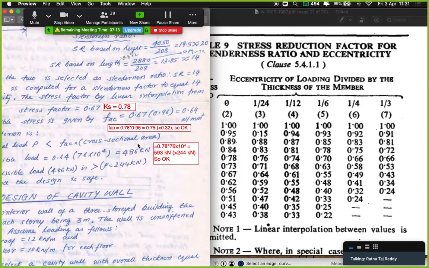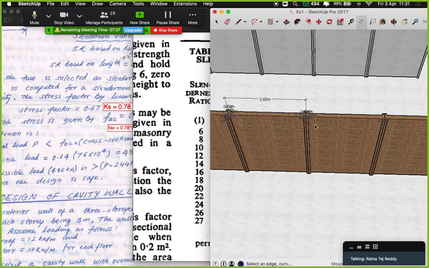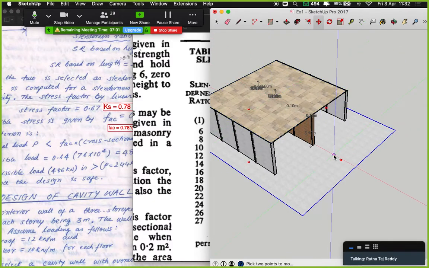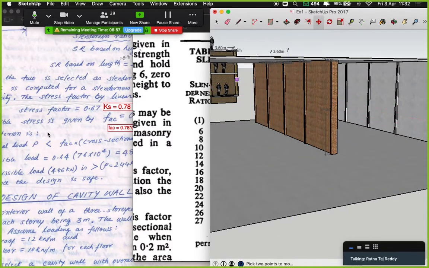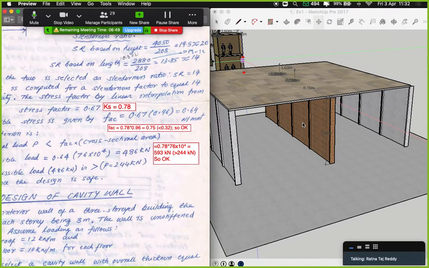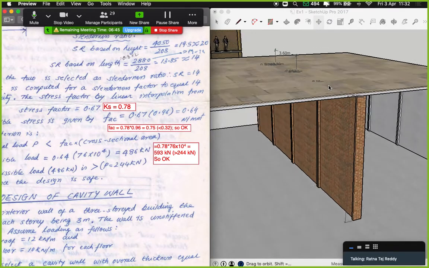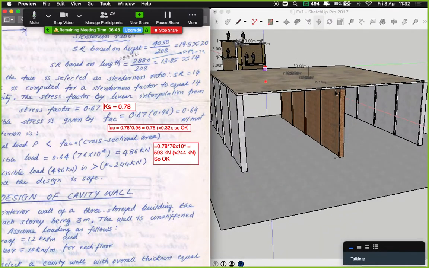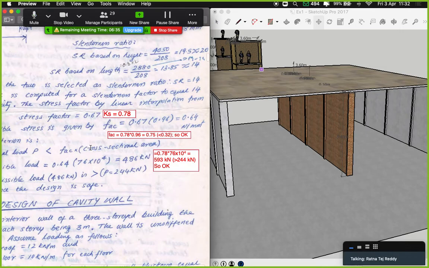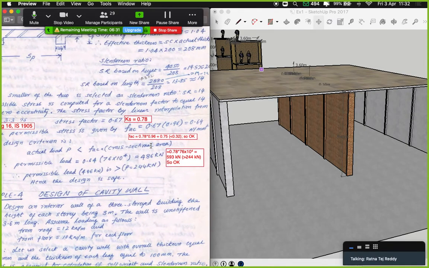That means the total stress that this particular masonry wall can resist is 0.75 Newton per mm square. But the stress that has been generated by virtue of the slab is just 0.32 Newton per mm square. Since this is much lower than the allowable stress this wall can resist, it is considered safe.